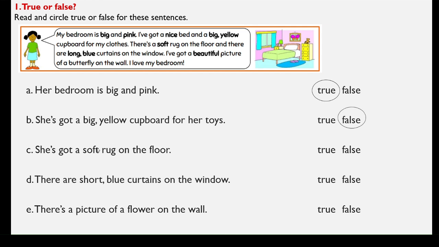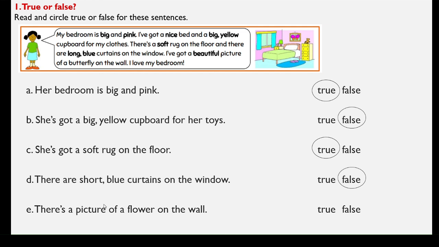She's got a soft rug on the floor. There is a soft rug on the floor. So the sentence is true. There are short blue curtains on the window. And there are long blue curtains on the window. But here we have short, so it is false.